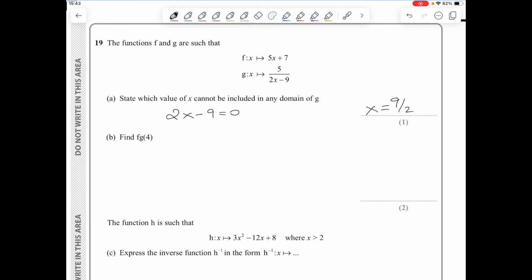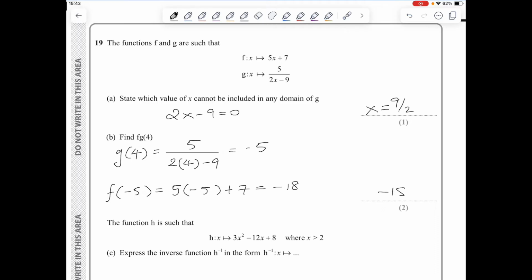For part B, I'll start by finding g of 4. So 5 over 2 times 4 minus 9. Answer comes out to be minus 5. And then I'm going to do f of minus 5. So 5 times minus 5 plus 7 comes out to be minus 18. And that's the required value.